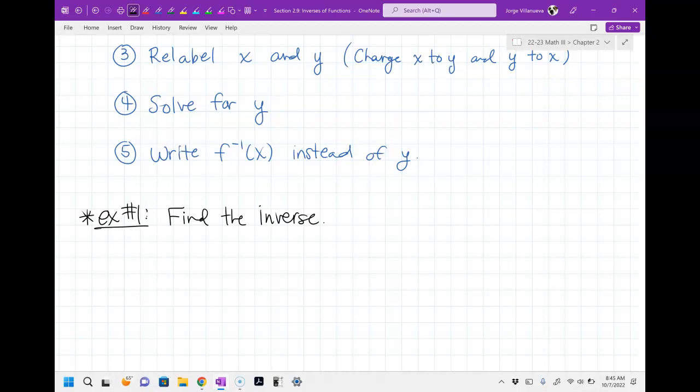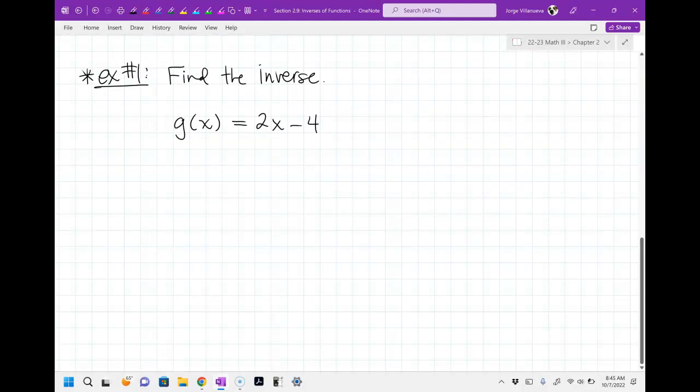And here's the function that they gave us. Now I'm going to rename it to g of x, okay? Just to kind of make a point. It doesn't have to be f of x. It can be g of x, and it doesn't have to be f inverse of x. It could be g inverse of x, okay? Just that f of x is the most common function notation we use, so find the inverse. g of x equals 2x minus 4.